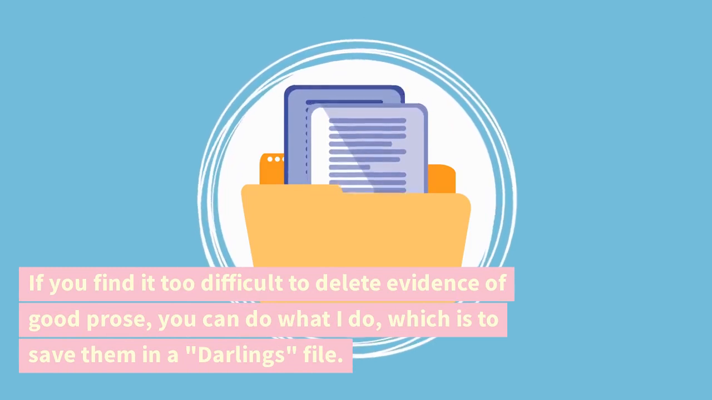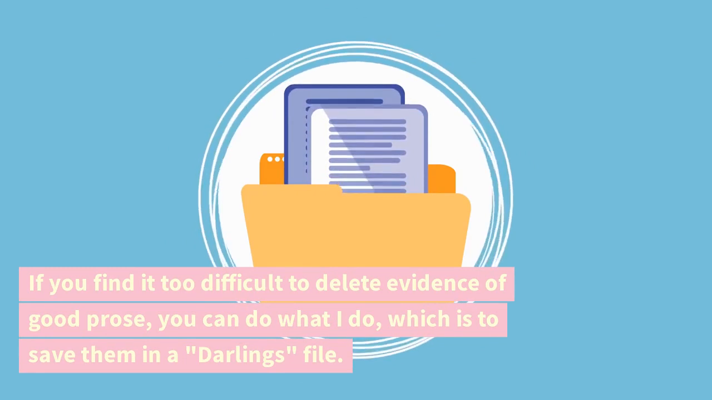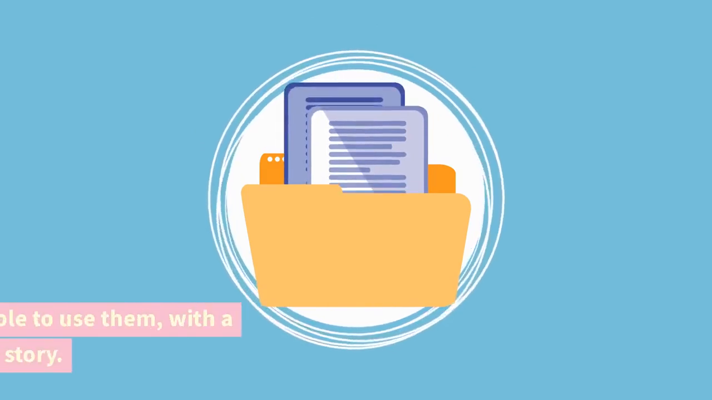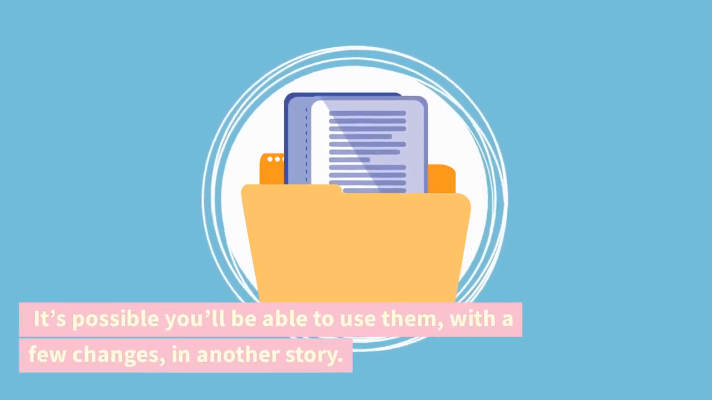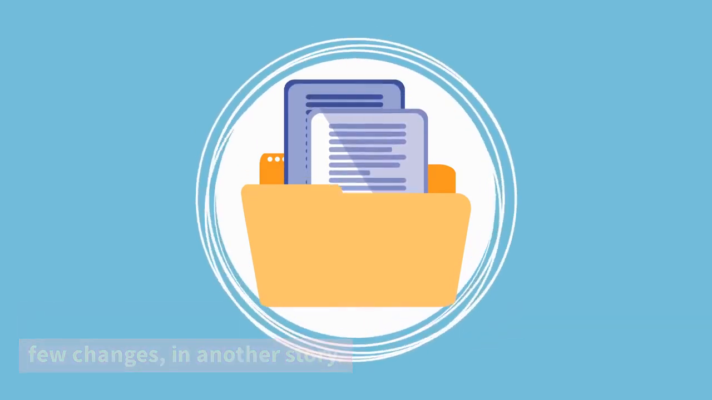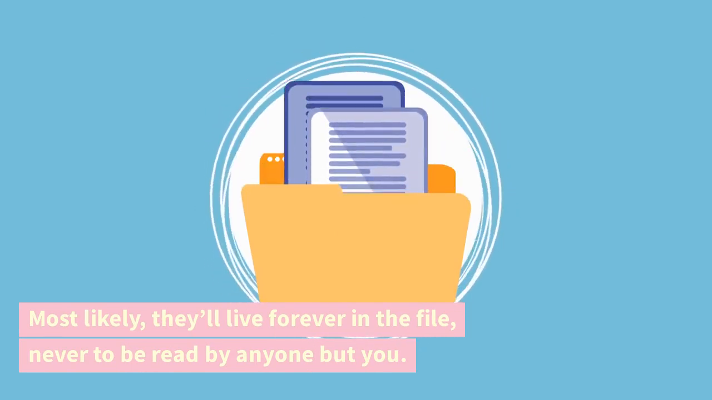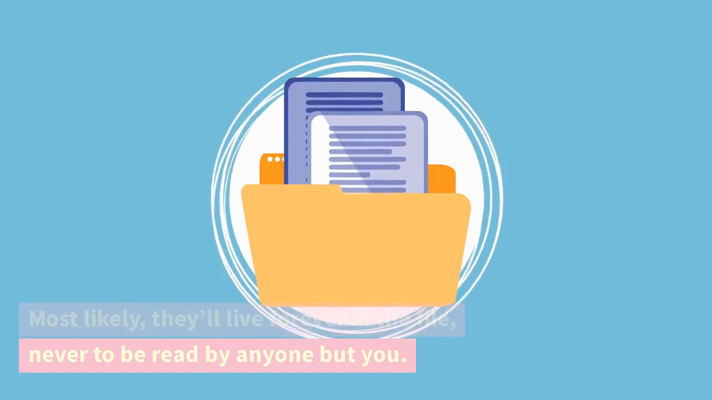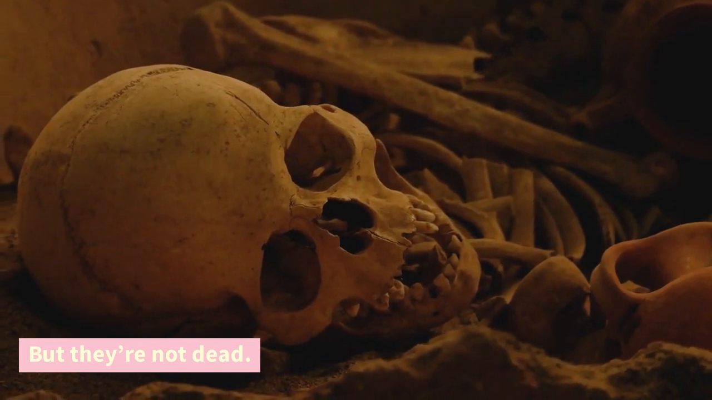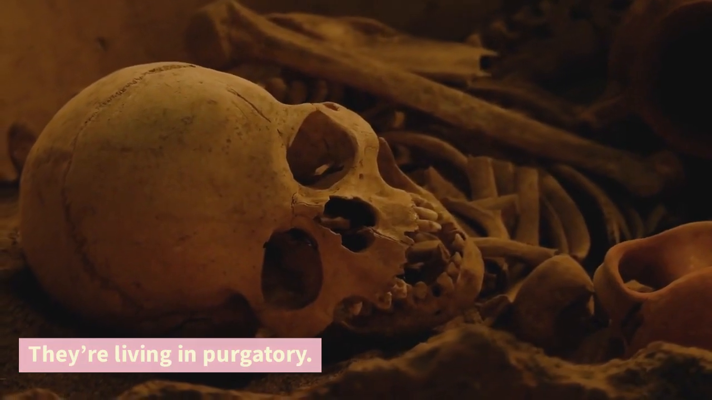Now, if you find it too difficult to delete the evidence of good prose, you can do what I do, which is to save them in a darlings file. I create a darlings file for each of my book projects. By keeping them, it's possible that you will be able to use them with a few changes in another story. Most likely, they'll live forever in the file, never to be used or read by anyone else but you. But at least the darlings aren't dead. They're living in purgatory.